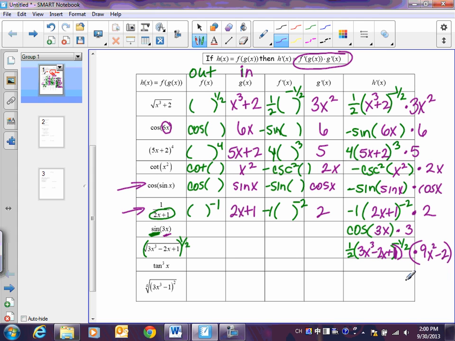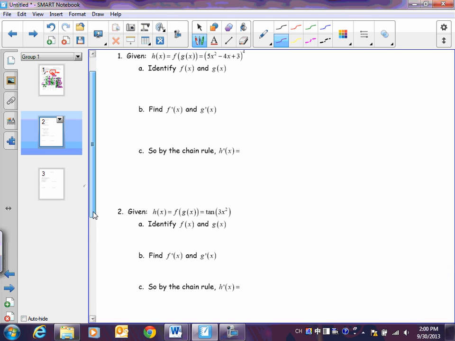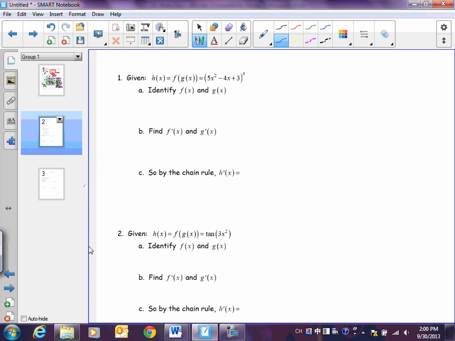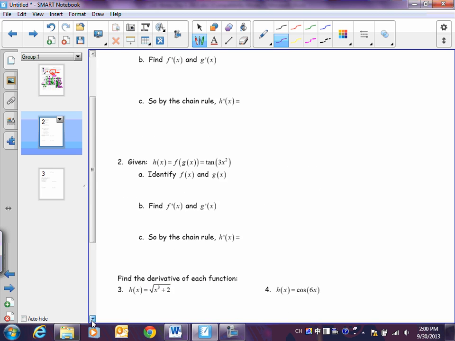Okay, I'm actually going to go ahead and stop there on that one. I want you to turn the page. I'm even going to skip over 1 and 2, and what we're going to do is look at number 3.